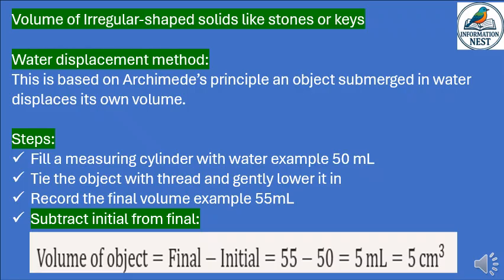This method works even for oddly shaped objects like pebbles, rings, or tiny dinosaur toys. If it sinks, it can be measured. So next time you find a mysterious object and wonder how much space it occupies, don't guess. Use Archimedes' ancient wisdom and measure like a scientist.